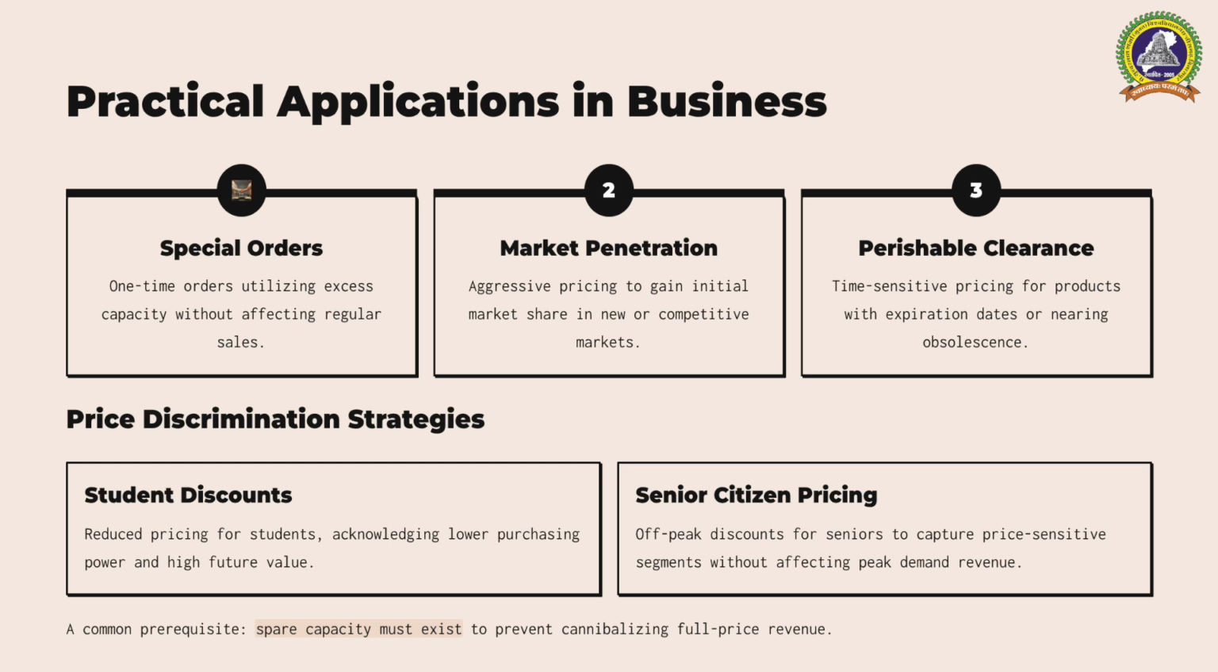And finally, in price discrimination, this is why students or seniors often pay less. The company charges the full price to those who can pay and a marginal price to those who can't, maximizing total revenue from all segments.